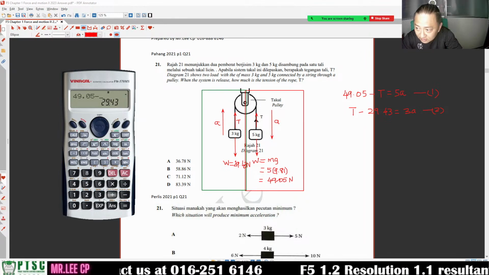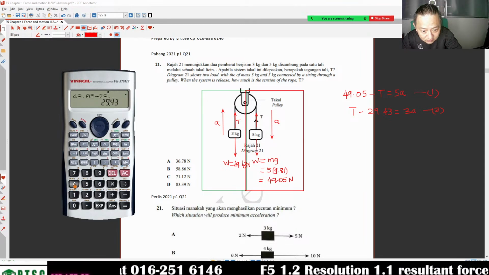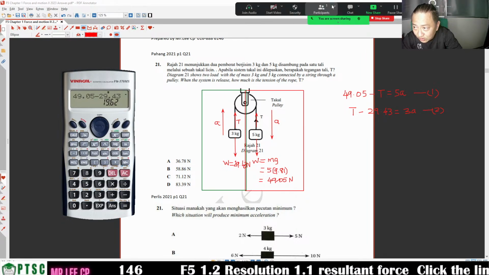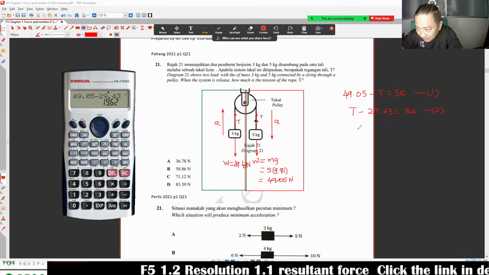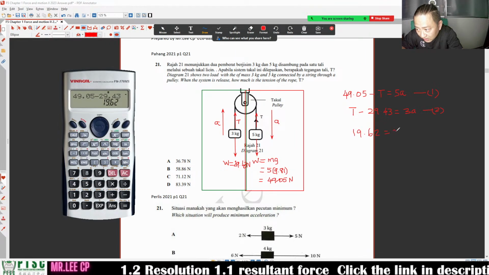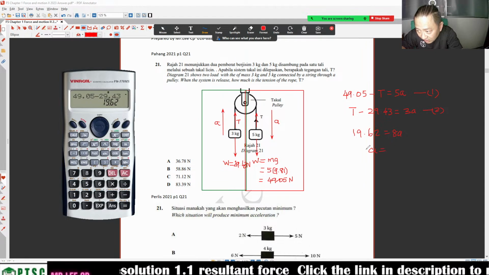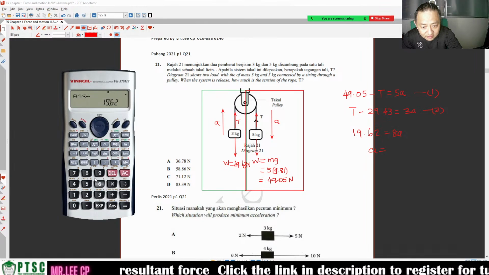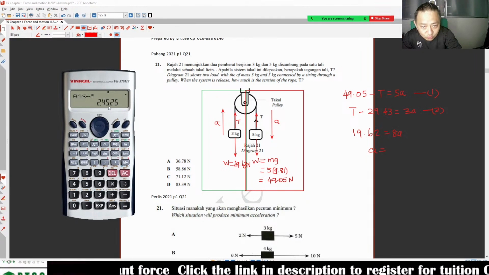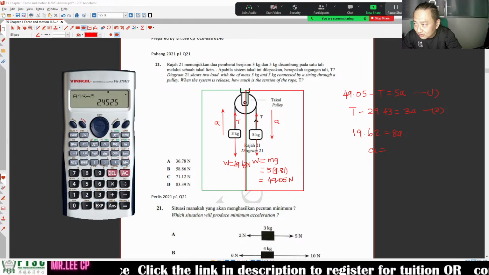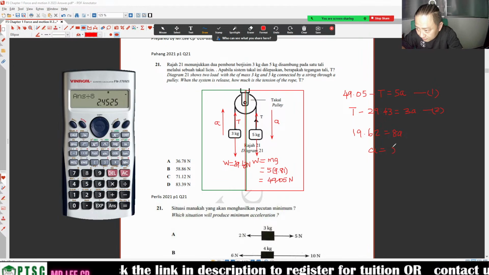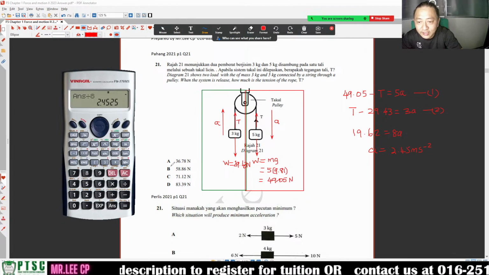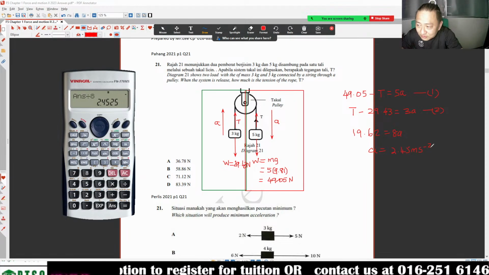19.62 is equal to 8A. So A, you divide by 8. So the answer I have to divide by 8, you get 2.45. 2.45 is your acceleration. Right? But they're asking me the tension, so I have to substitute back into here.